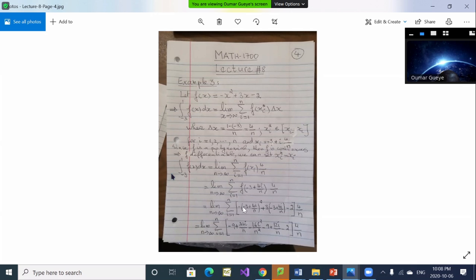Okay, so without this, it's going to be 9 only instead of minus 9. It's going to be 9 minus 24i squared plus 16i squared over n squared. And I multiply with minus 1. That's why the sign changes for all these three terms. Is it okay? Yes, sir.